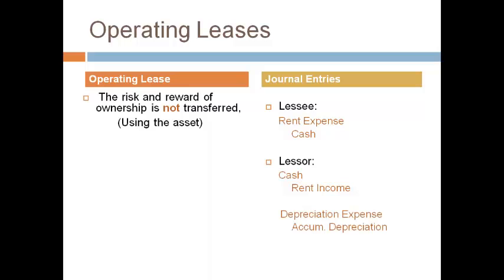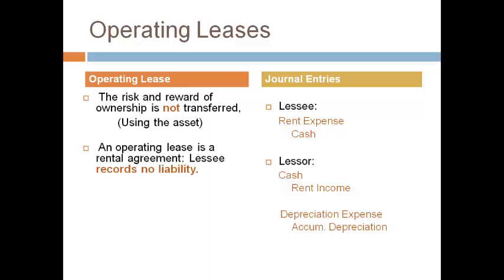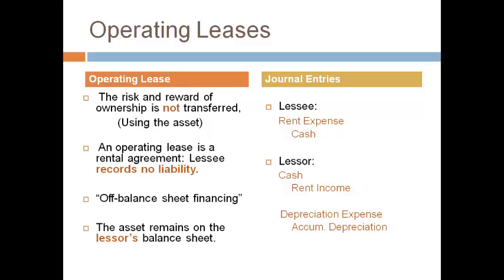The asset remains on the balance sheet of the lessor and the lessor depreciates the asset. Rent expense and rent income is recorded for the amount of the payment. The lessor records depreciation expense on the asset that remains on their balance sheet. The lessee does not report the asset or a liability on their balance sheet. The obligation is considered to be off-balance sheet financing since there is no liability on the balance sheet for the promise to make payments to the lessor.